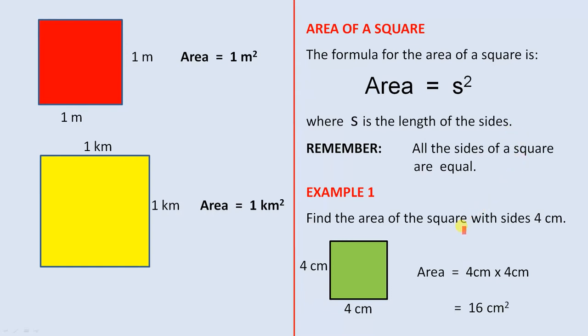So let's look at the first example. Find the area of the square with sides 4 centimetres. So area equals 4 centimetres by 4 centimetres, which is 16 square centimetres. And all it's doing is just following this formula here.